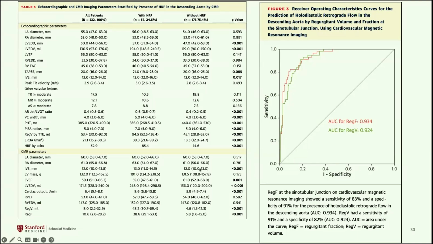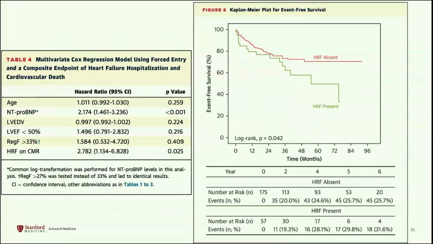And if we look at our AUC curve here, the regurgitant fraction that had the best sensitivity for holodiastolic flow reversal was much lower than that 50 cut point if we extrapolated from echo. It was 27 in this study. So maybe our MRI threshold should be MRI specific, not derived from echocardiography. And that's what I wanted to use this study to really drive home that point, as well as that holodiastolic flow reversal in our thoracic aorta can be a good marker of the severity of aortic regurgitation.